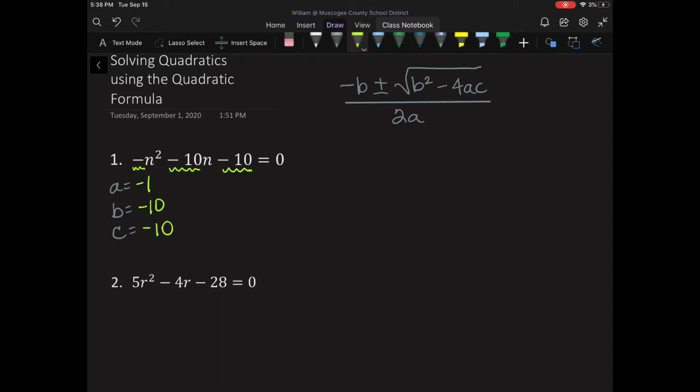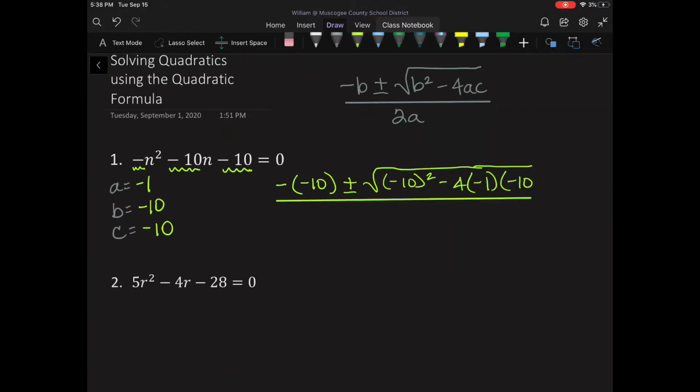So I will take these values and plug them where they belong in the formula. This is negative b, so I'll say negative parenthesis negative 10, plus or minus the square root of b squared, so this will be negative 10 quantity squared, minus 4 times a, which is negative 1, times c, which is negative 10. And I'll take all of this and put it over 2 times the value of a, which is negative 1.